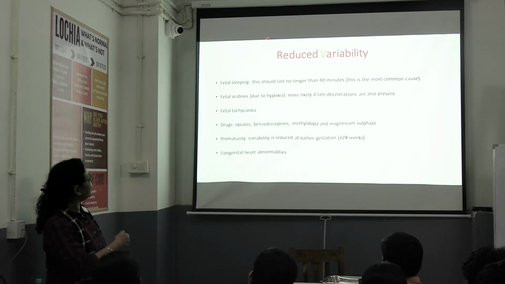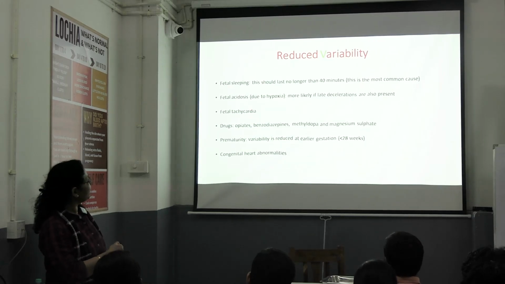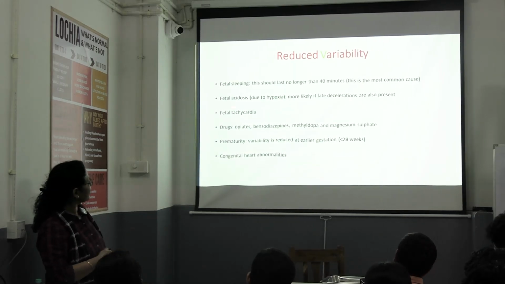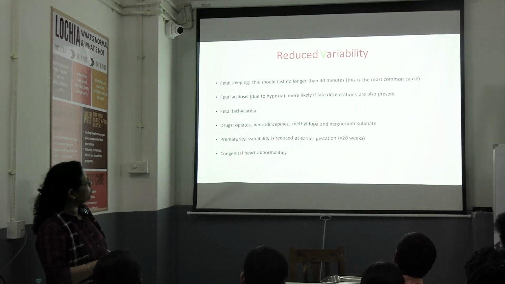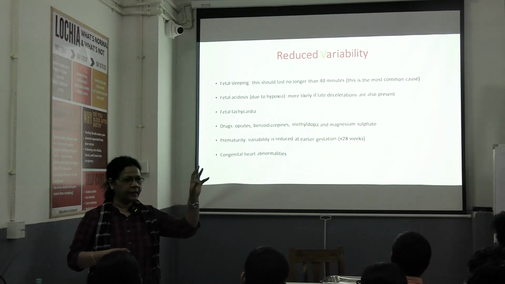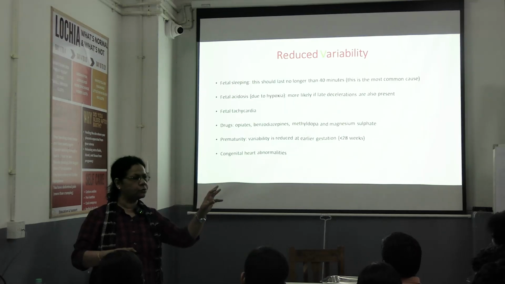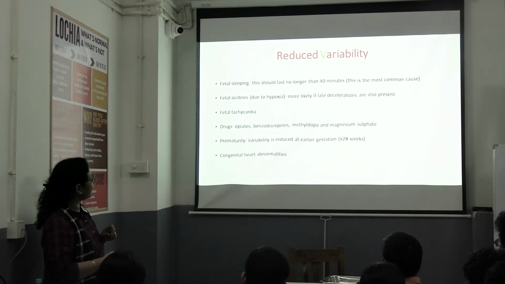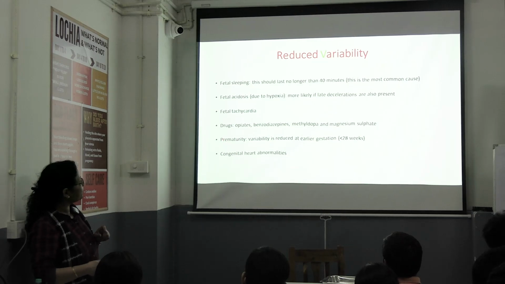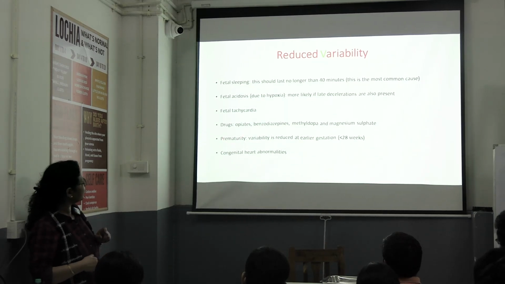So, see, reduced variability occurs when the fetus is sleeping, when there is acidosis, fetal tachycardia, and the drugs that we have mentioned. Have you used magnesium sulfate? Any idea about magnesium sulfate when it is used? Yeah. So, that can cause reduced variability. In premature babies also, it can be reduced variability.